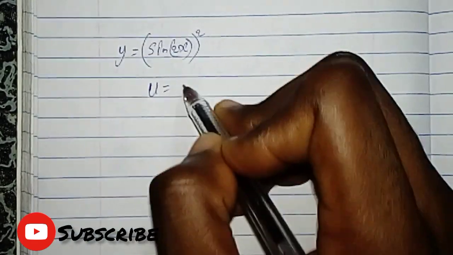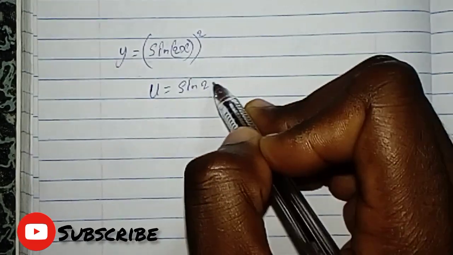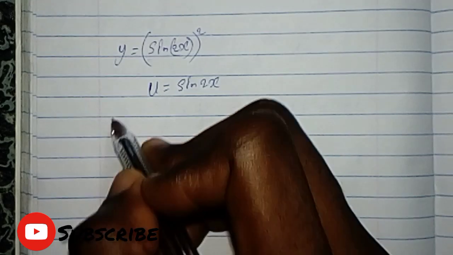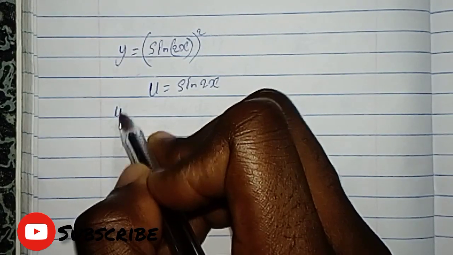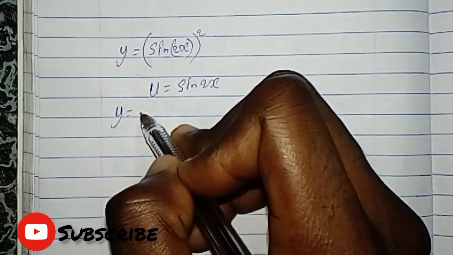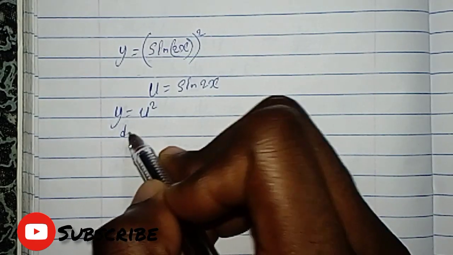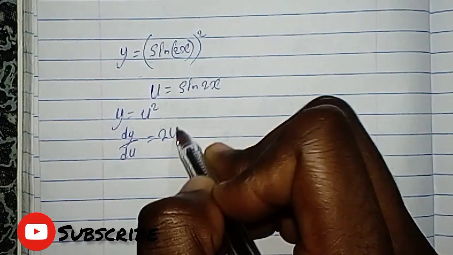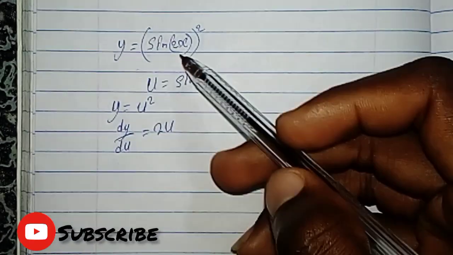Say u equals sine 2x. Now we'll come back for this. Now let's change this as u. Then we say y equals u squared. dy/du equals 2u. Now we get our dy/du.